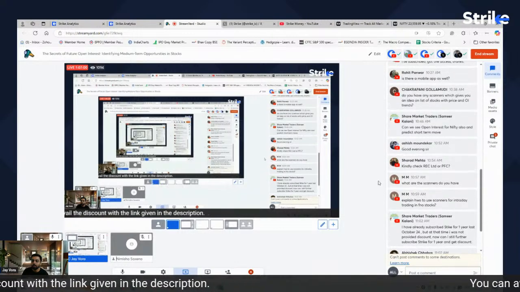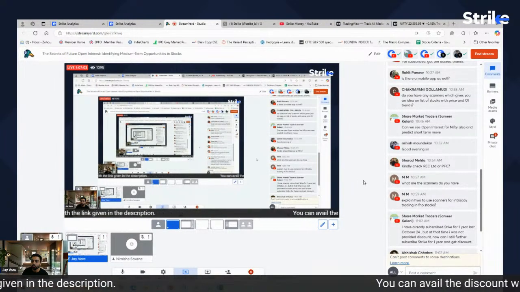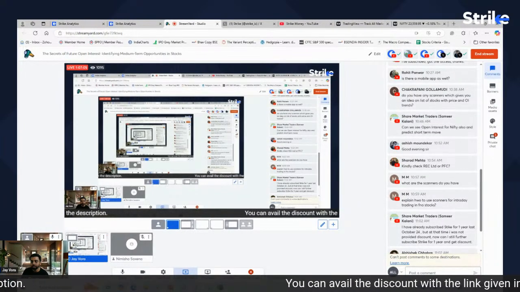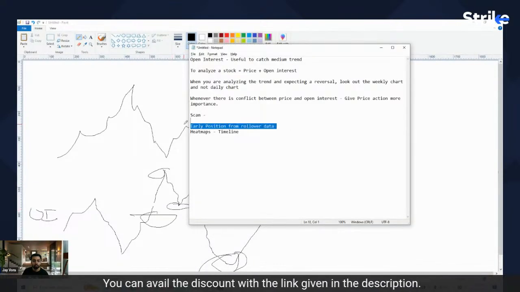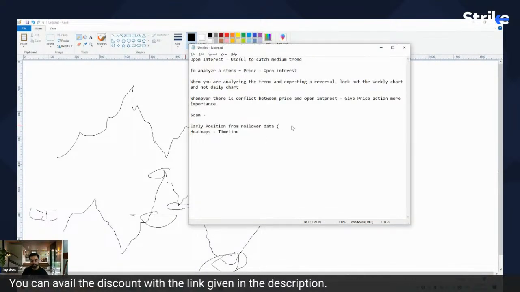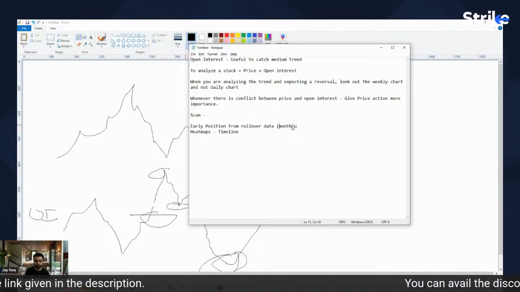So as I told you, there are two scanners that you can use. One is early positioning. Consider this like a monthly chart.